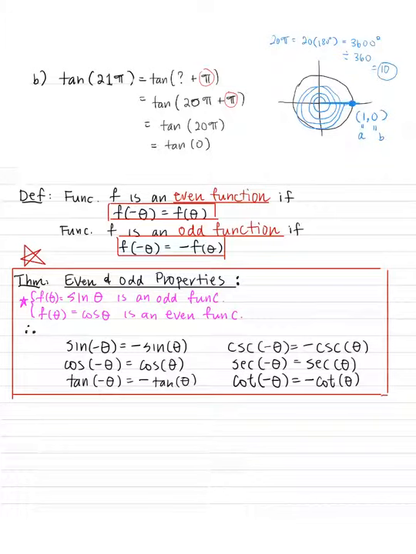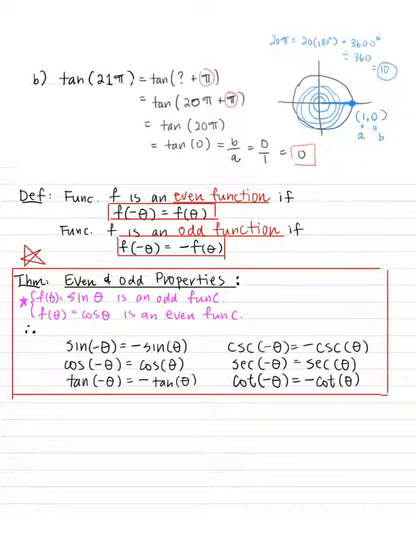Okay, so then tangent was what? B over A. In this case, you're going to have 0 over 1. So therefore, the answer is going to be 0. So therefore, tangent of 20 pi equals 0.